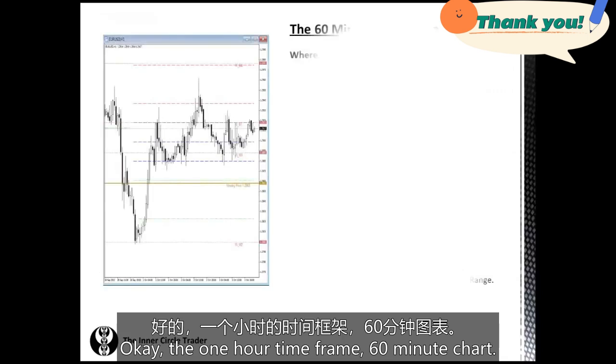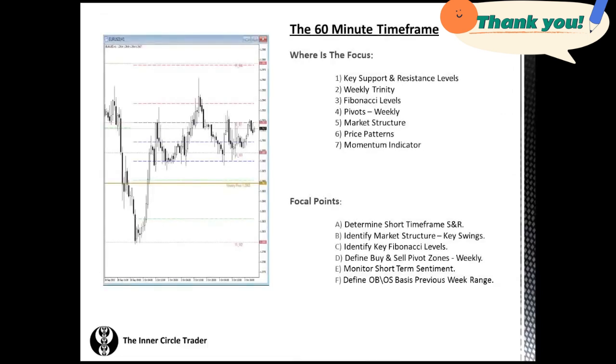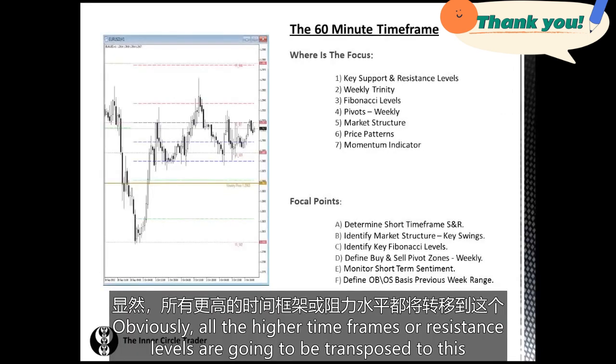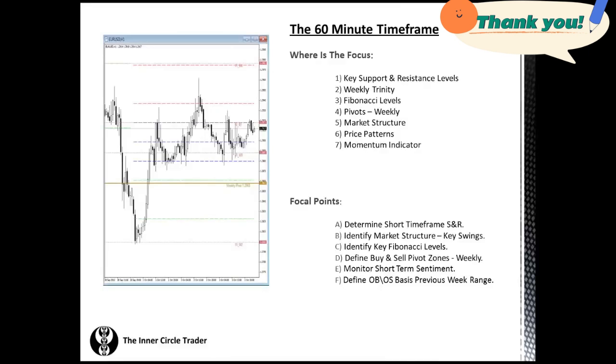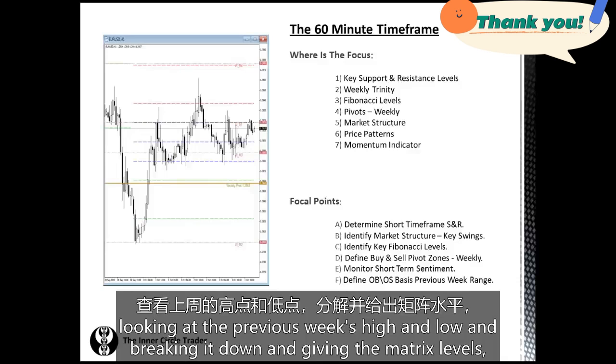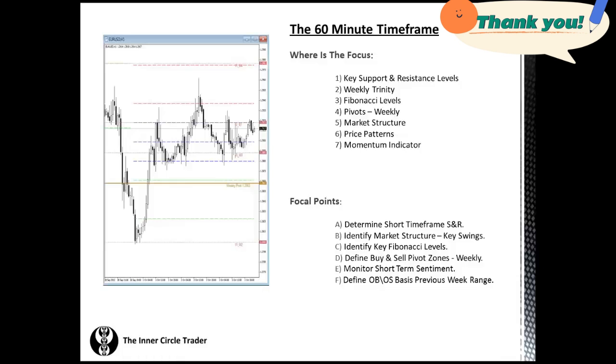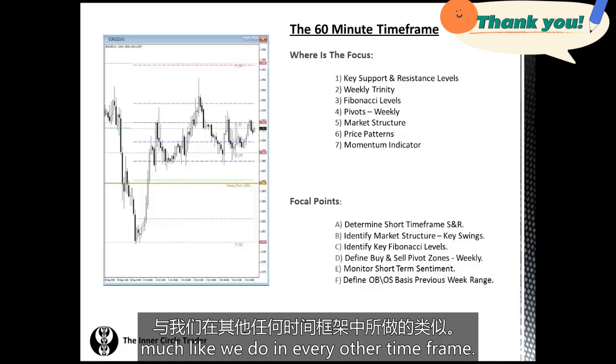Okay, the 1-hour time frame, 60-minute chart. Obviously, all the higher time frames of our resistance levels are going to be transposed to this time frame as well. But now we're going to introduce the weekly trinity, the ICT weekly trinity, looking at the previous week's high and low and breaking it down and giving the matrix levels.